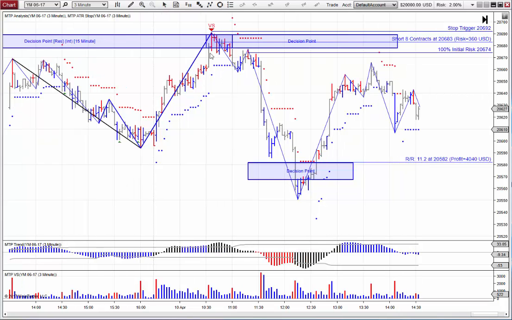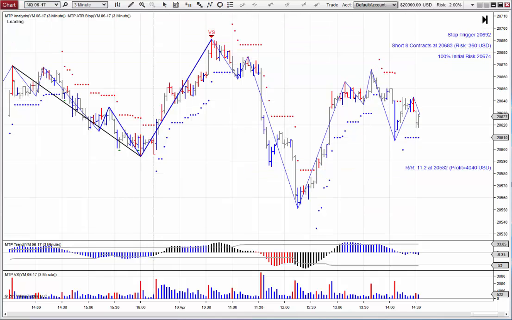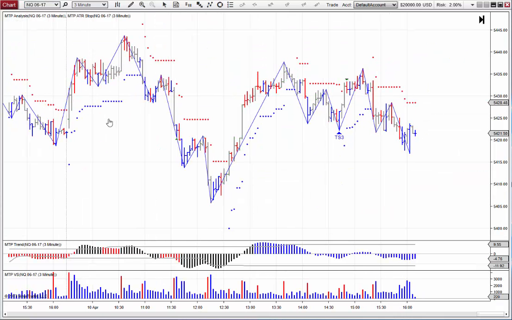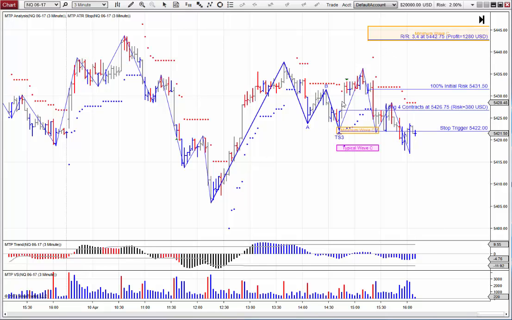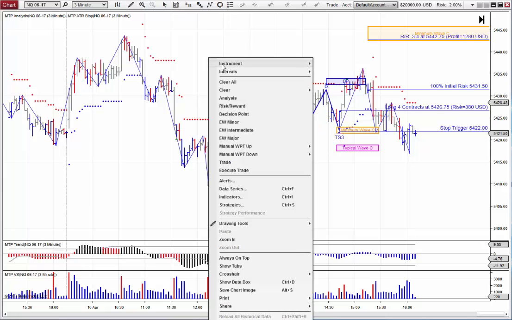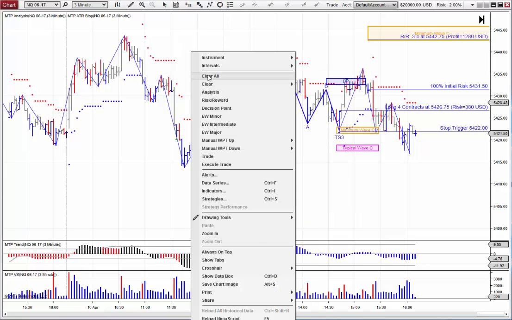So a very nice trade indeed. If we look at the NQ, there wasn't much going on. So just like we saw yesterday, there were times when one of the markets wasn't quite so clear. The only trade setup here was this TS3 buy setup that didn't actually make the first target, but it did get to the DP from the prior wave B. So once you get to that level, at the very least you want to be bringing your stop to break even. Whoops, let me clear all.